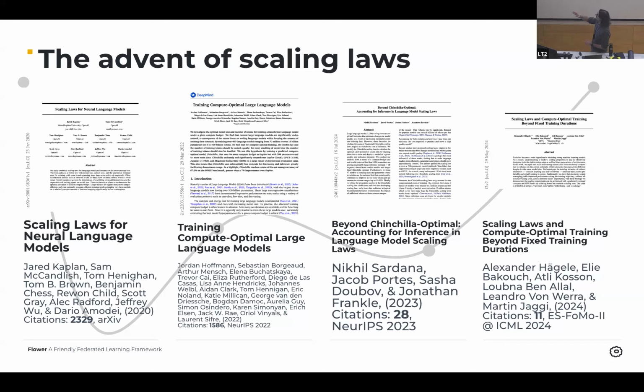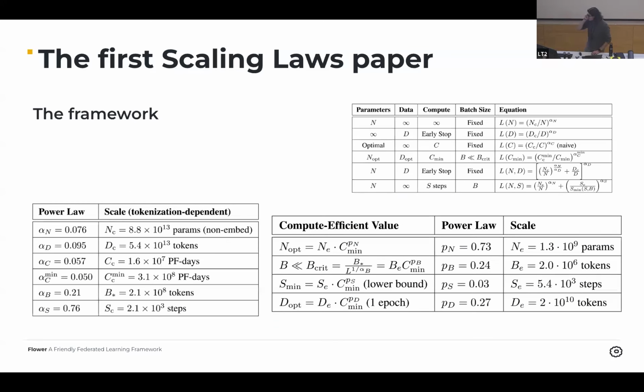Now, from the first one from OpenAI, many came afterwards: compute-optimal, Chinchilla models, beyond Chinchilla-optimal, accounting for inference as well. And this is one of the latest, which describes the problem of learning rate schedules and how to do this investigation without a fixed duration of the training. Now, very, very briefly about the scaling law paper, the first one lists that gives you sufficient context to understand the others if you want to read them.